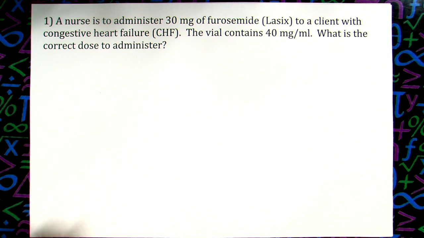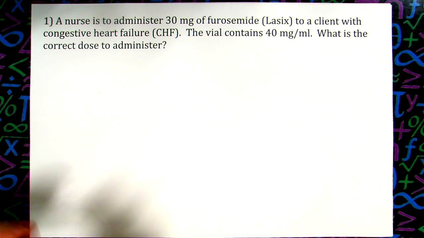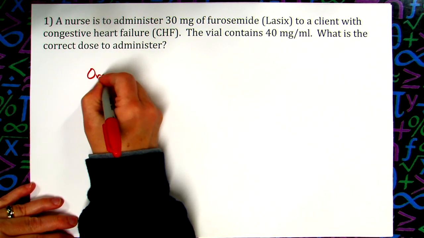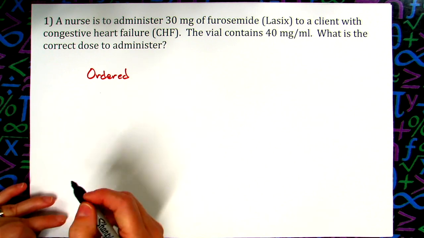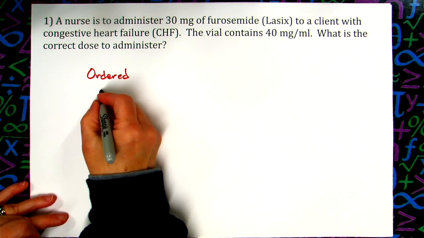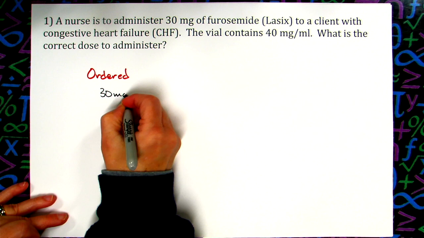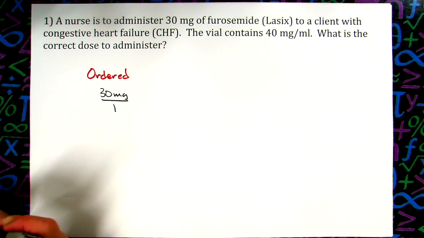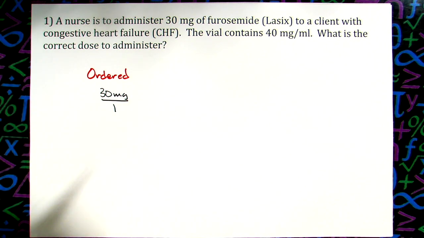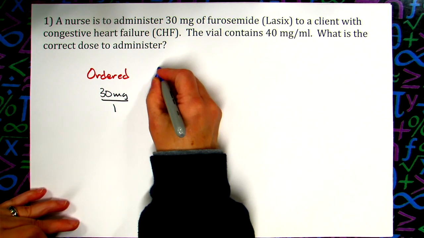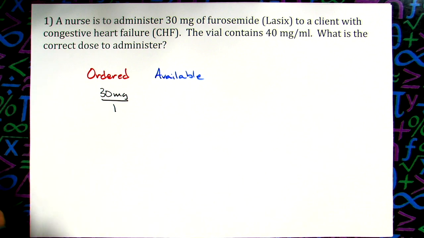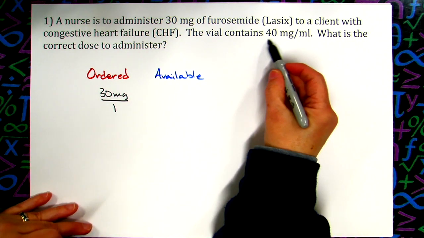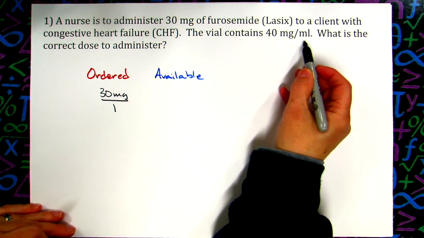So basically we're going to take what is ordered and multiply by what is available. We're going to take a look at the medicine that was ordered, and in this case it was 30 milligrams. So I'm going to do 30 milligrams and put that over 1. Then I'm going to multiply by what's available. And the medicine is available as 40 milligrams per milliliter.